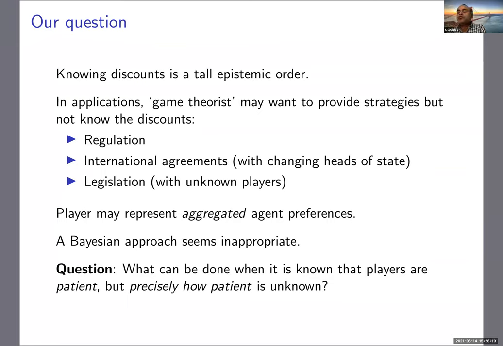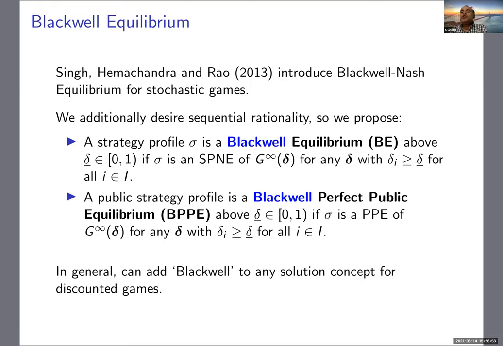Now, we don't want to go down the Bayesian route, because somebody might ask, if you don't want common knowledge of discount factors, why don't you have beliefs over discounts, and beliefs over beliefs, beliefs over beliefs over beliefs? That kind of thing is very unwieldy. I think Shmuel Zamir, who maybe is in the audience, has done a lot of work on this topic, and it's extremely complicated. Plus, how do those beliefs come about? There are many questions that might be asked. We want to step back from those and say, what can we do when we know that the players are patient, but not precisely how patient they are? So that's our setting. We introduce this notion of Blackwell equilibrium.